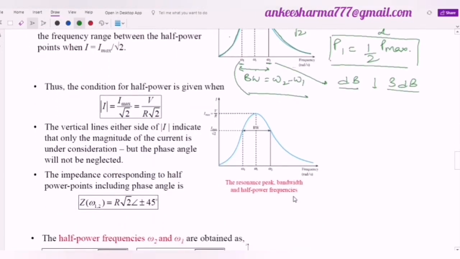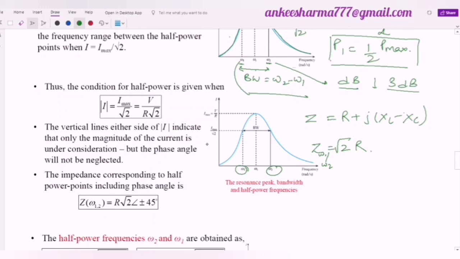Right? Now, the impedance of this circuit, which we have already concluded, is equal to R plus j of XL minus XC. Now this is the impedance of the circuit. If I have to find the impedance at this omega 1 and omega 2 point, I will simply say that Z at omega 1 or omega 2 will be equal to root 2 times R.